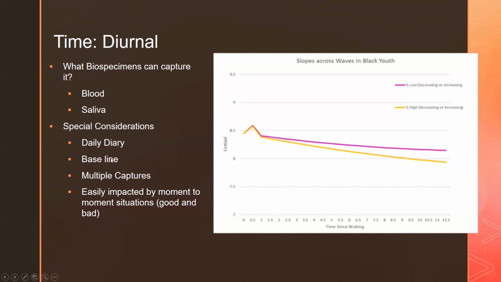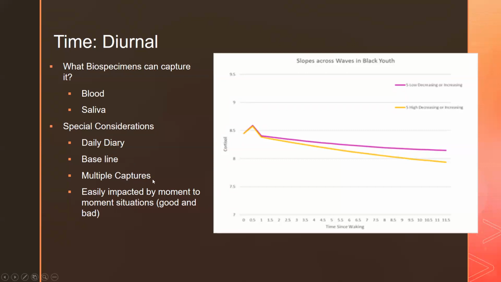And daily diary data is basically asking questions like, what did you do today? Was today more exciting than the other day? What's going on in your life that might change the results of my experiment? Also, having baseline data, and typically what we mean by this is you're taking diurnal data over a variety of days. So you're not just doing one day, you're doing 2 to 4 days back to back.